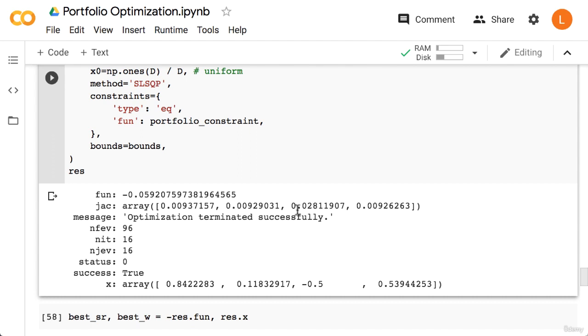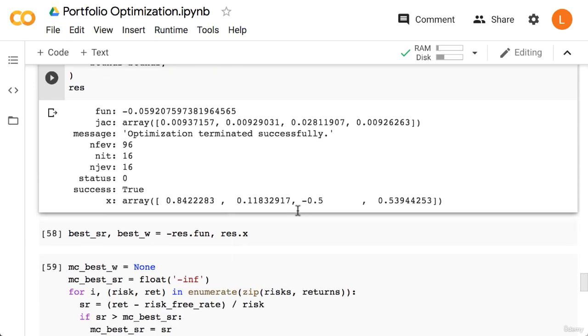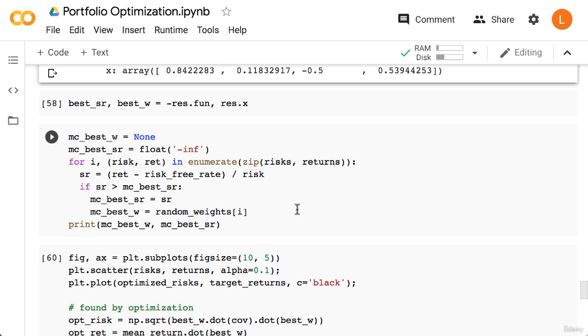If we were going to use quadratic programming, we would have to go through the work to derive the quadratic program and figure out all the matrices that go into the QP solver. Instead, we can just pass in our function directly and not have to worry about the problem having any specific structure. Next, we're going to assign the maximum Sharpe ratio and the corresponding weights to variables called best SR and best W.